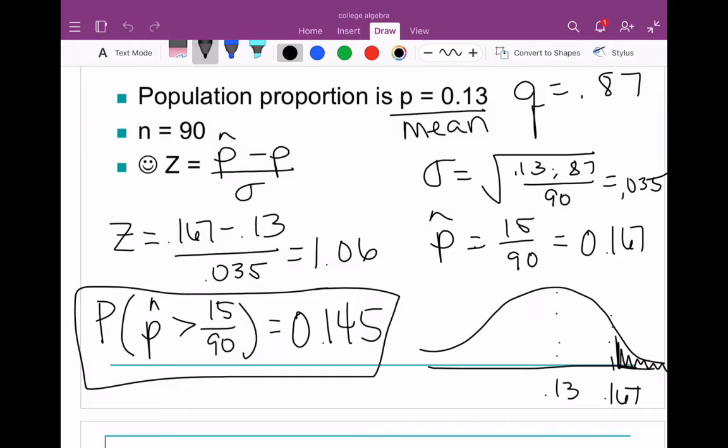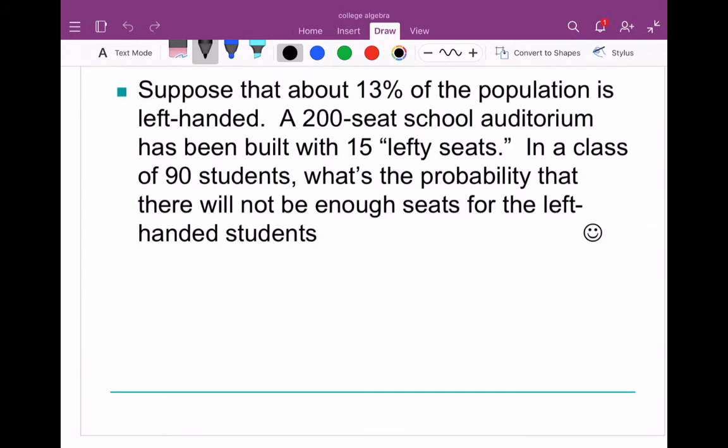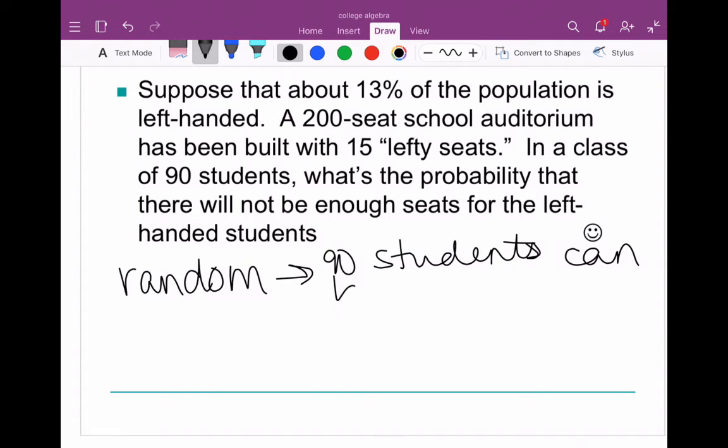I actually did forget to do one thing with this problem, and that was make sure that we could use the normal model by checking our assumptions and conditions, and I want to go back now and do that. There are 3 conditions that we have to check. The first one is that it was a random sample, and in this particular case, it doesn't actually tell us that the sample is random, but there's no reason to believe that the 90 students is not random. So we can say that the 90 students can be considered random.